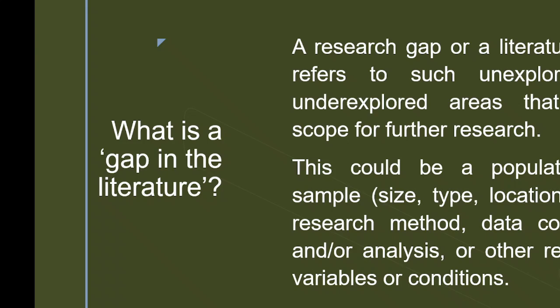This kind of information that is lacking or not known about a particular area is known by the name of research gap. A research gap or a literature gap refers to an unexplored or underexplored area. In a certain area, we do not have sufficient information. Sometimes nobody has studied anything, and that situation is known as unexplored. If somebody has studied a little, then it is known as underexplored. So either nothing is known or very little is known. That situation is known as unexplored or underexplored, and that gives a scope for more research in that area.